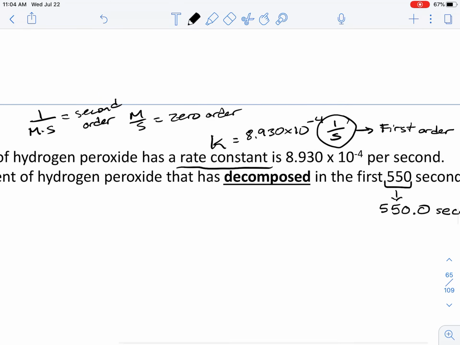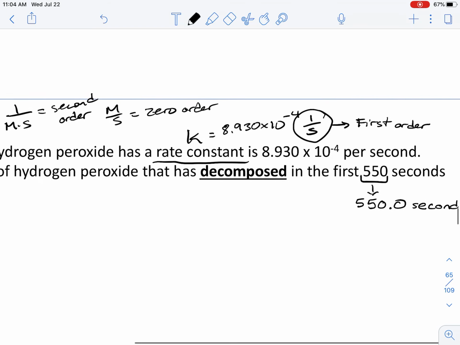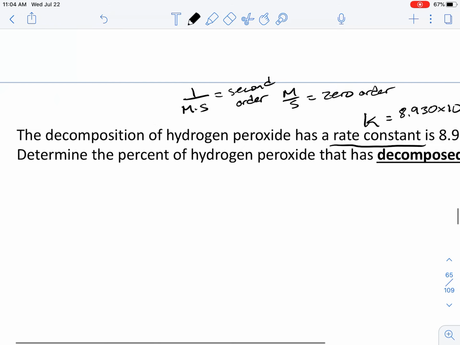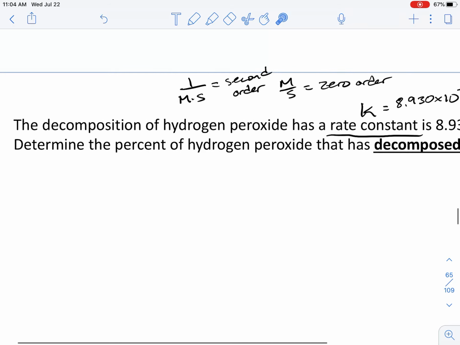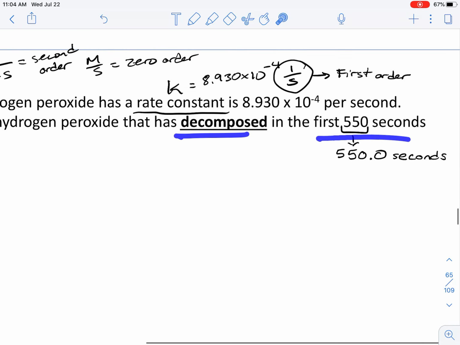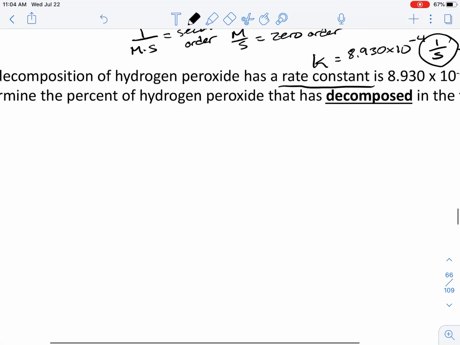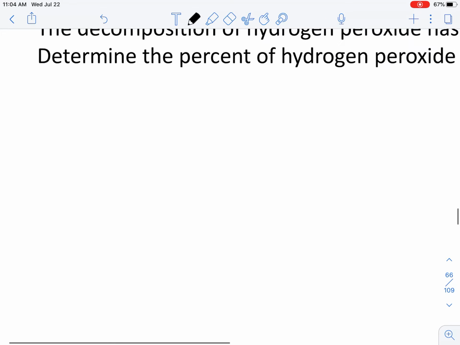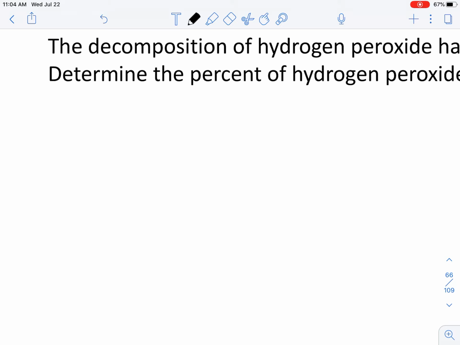And so if you're very familiar with all of the characteristics that describe first order, second order, and zero order, you guys will have an easier time working through these integrated rate law problems in a word problem type setting. All right, and so this question is asking us to determine the percentage of hydrogen peroxide that has decomposed in the first 550 seconds. So now that we know that this is a first order reaction, we're going to go ahead and write all of the equations that correspond to first order kinetics.